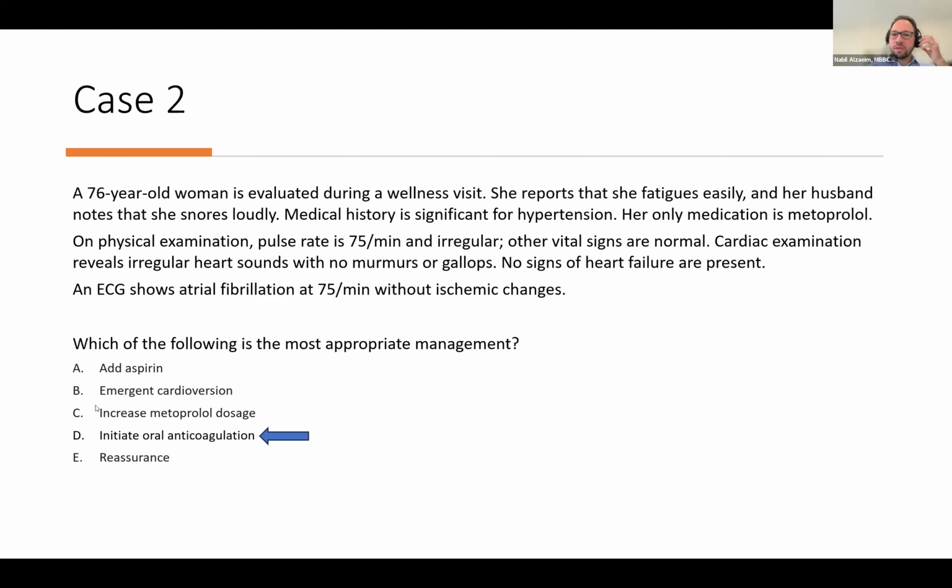So anticoagulation is indicated for stroke prevention in patients with non-valvular AFib who have a CHA2DS2-VASc score of 2 or more in men or 3 or more in women. And in her case, her score is, I think, at least 3.